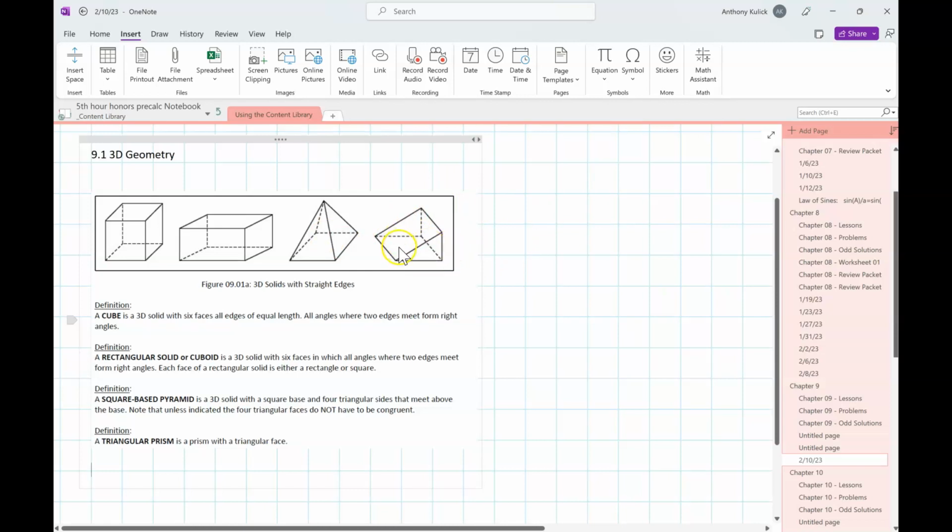Notice for a prism, the definition is that the faces other than the bases of the figure are rectangles. So like the bottom and the 2 sides of the ramp are rectangles. The bases of the figure, the things that are parallel to one another, are triangles. That's why it's a triangular prism.